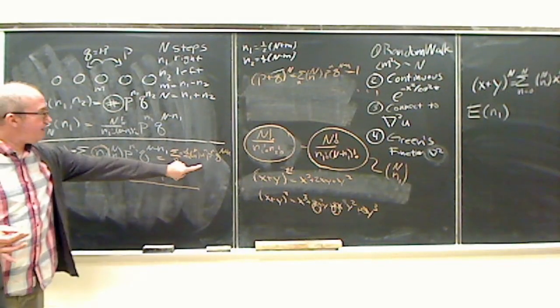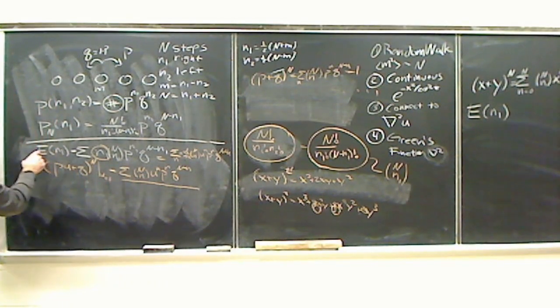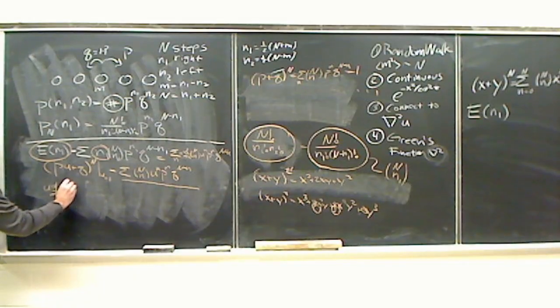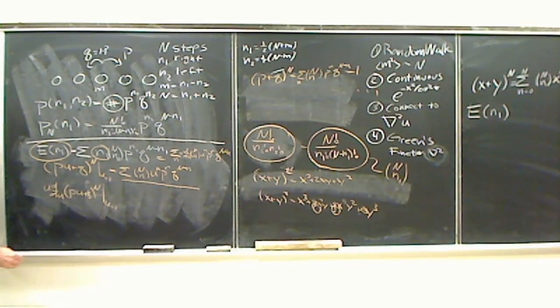So we can take this expression and realize that it's equal to this expression. So to get the expectation value of n1, I just need to take u times d by du of (pu plus q) to the n, and then we'll evaluate at u equals 1. Does that make sense? It's kind of a weird thing to do, but it works out and I can do it.